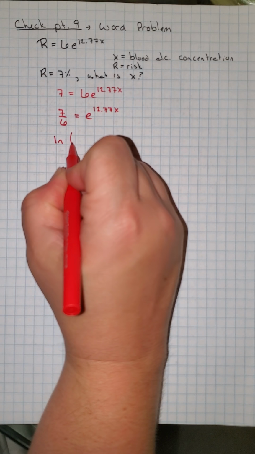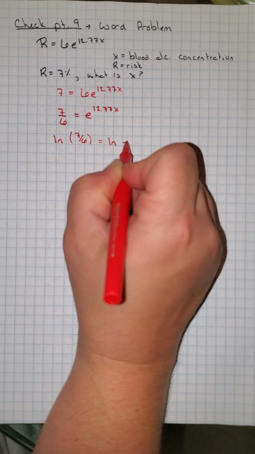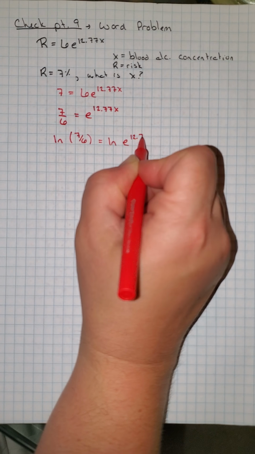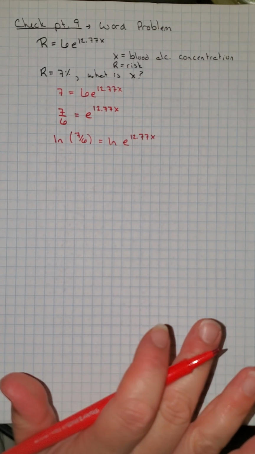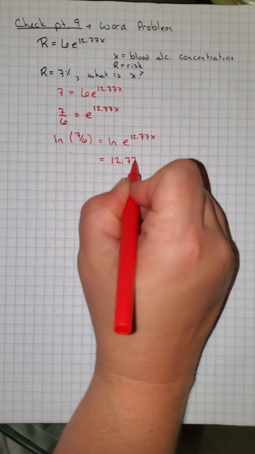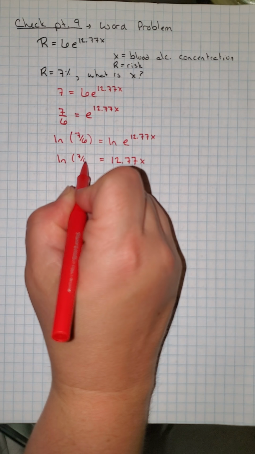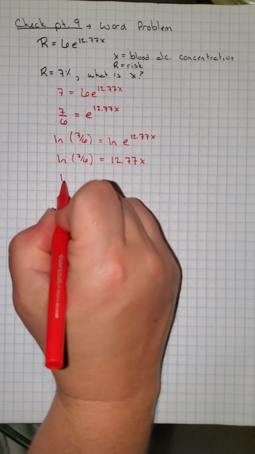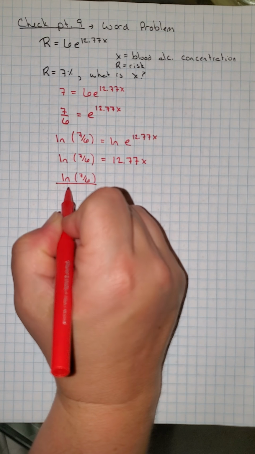So the natural log of 7/6 equals the natural log of e to the 12.77x. So natural log of e will cancel out. This will just be 12.77x. Get the x by itself by dividing both sides by 12.77.